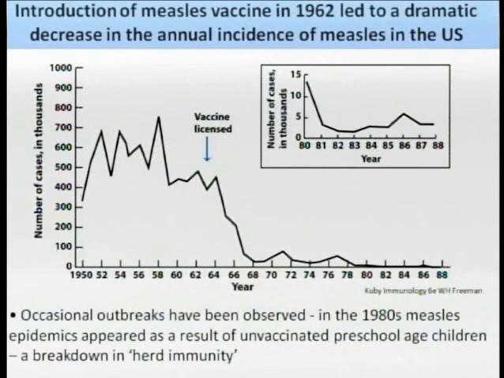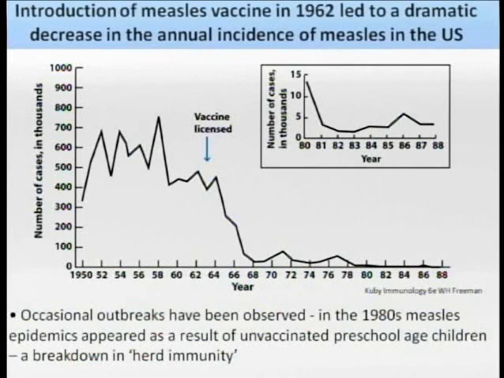This is just a graph looking at measles and measles vaccine. And what you can see, if you look at the number of cases compared to the year, the vaccine was licensed back in, is that 62, 63? And you can see a dramatic decrease in the number of measles cases as a result of vaccination, suggesting that vaccines work quite well, and that when the community is vaccinated, you do not see cases of measles.